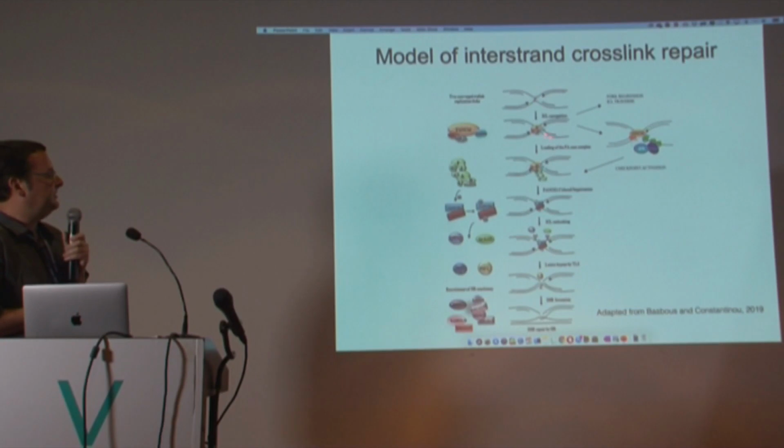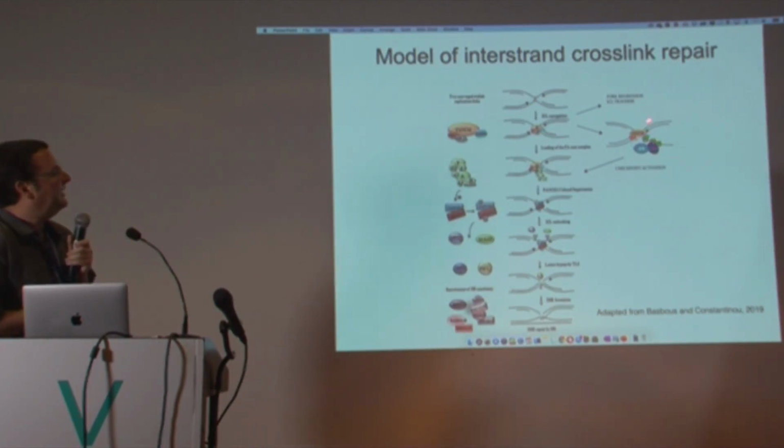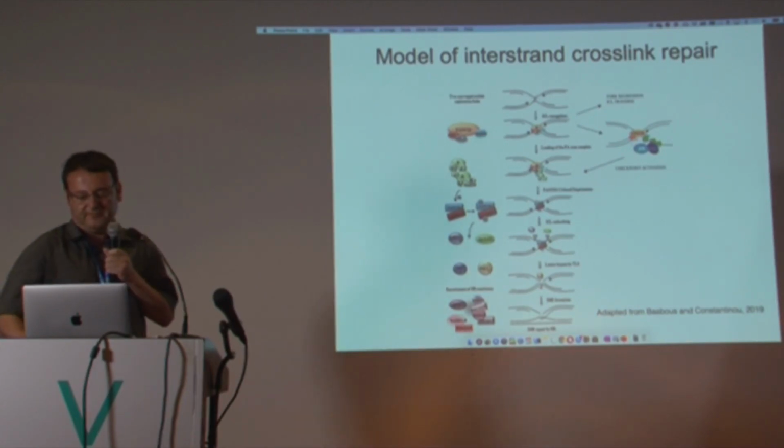Also, FANCM participates in the activation of ATR signaling in these cells, as it is necessary to accumulate RPA at crosslink-stalled replication forks, and the activation of ATR leads to phosphorylation of FANCD2 and stimulates its chromatin recruitment, as well as the function of FANCM in a positive feedback loop.